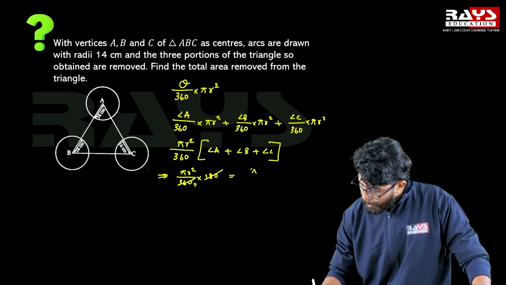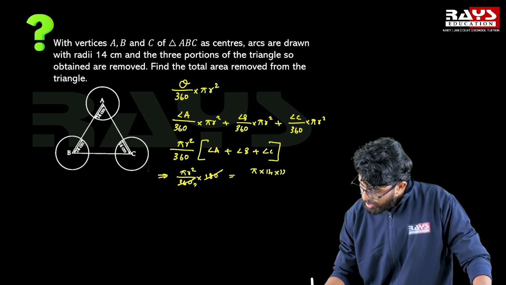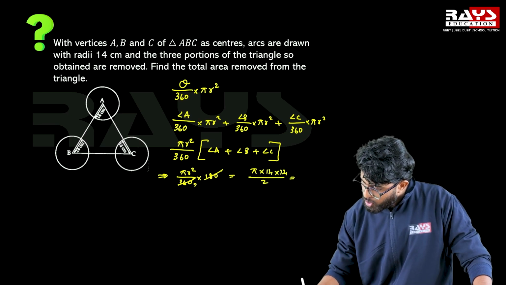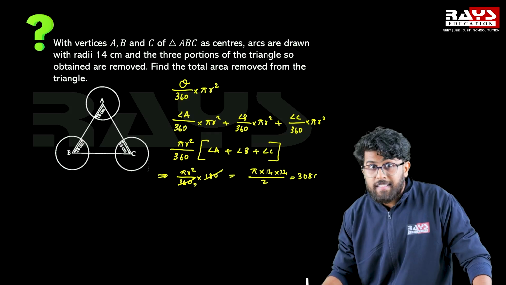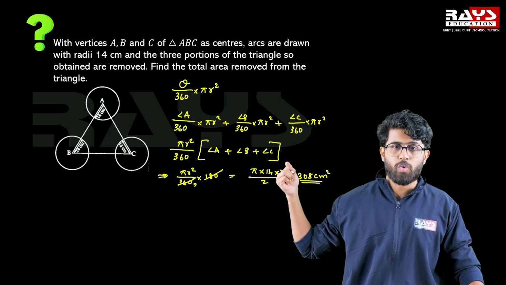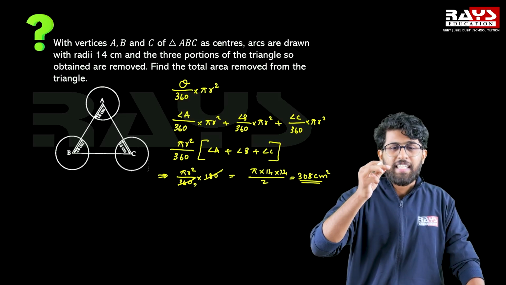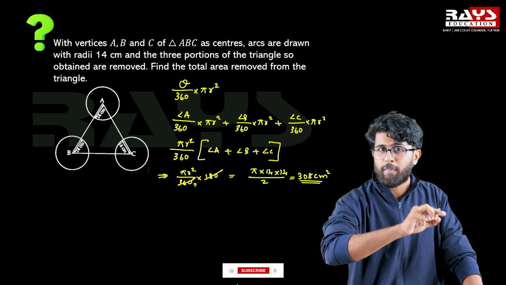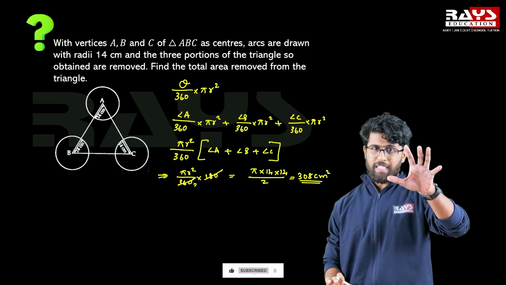That is nothing but pi into 14 divided by 2. The final answer is going to be 308 centimeter square. So please don't forget to put the unit in squares, okay? Because for area it will be in the square format, for volume it will be in the cubic format, okay? So please keep that in mind.